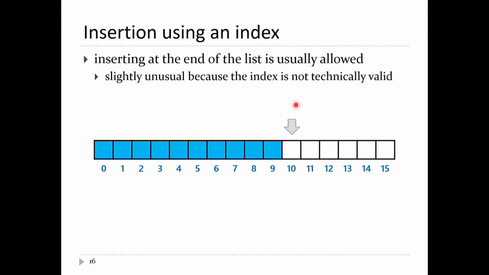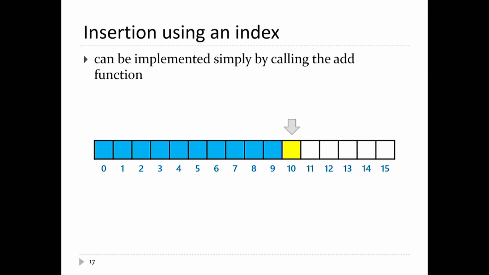You can insert at the end, so there is one function where you can use an invalid index. Insertion at the end of the list in many list implementations is legal. So to insert at the end, you pass in the size of the list. This list currently has 10 elements in it, so you can insert at index 10. 10's technically not valid, but for insertion it is. It's easy to implement. You just call add, because add adds at the end of the list. So fortunately, it's just an if statement.